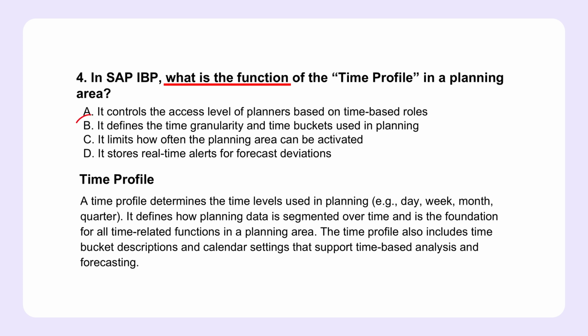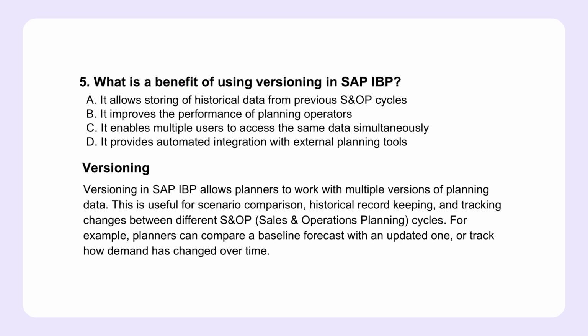Okay, so we've established the structural blueprint with the configuration UI, we've brought it to life with activation, learned how to focus our data views with filters, and we've seen how important time is. Now let's think about how businesses actually track their planning efforts over time and compare different scenarios. Our final practice question looks at this with the idea of versioning. So the question is, what is a benefit of using versioning in SAP IBP? The options are storing historical data, improving operator performance, enabling simultaneous user access, and automated integration with external tools. And the correct answer, of course, is storing historical data from previous S&OP cycles.